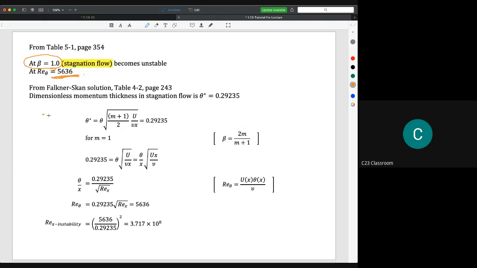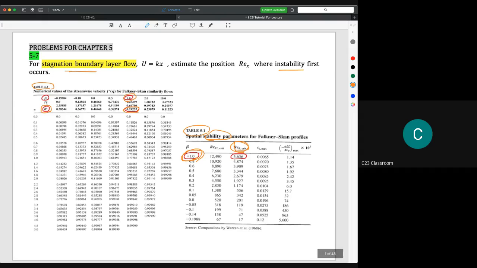So let's say we have this one. I think you know that this is the equation to calculate the momentum thickness by the idea of Falkner-Skan solution. So we have theta star equal theta m plus 1 over 2 u over nu x. Nu here is the kinematic viscosity. It is okay, no need to substitute the value yet. So you just remain the u, the nu, and the x as it is. And then from the table, we know it is equal to 0.29235. So it means that we look here.